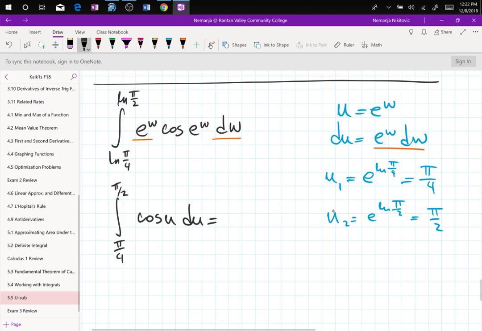What is the integral of cosine u? Very good. From pi over 4 to pi over 2, we have sine of pi over 2 minus sine of pi over 4, which is 1 minus root 2 over 2. Done.